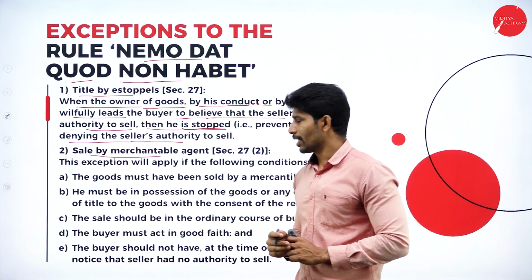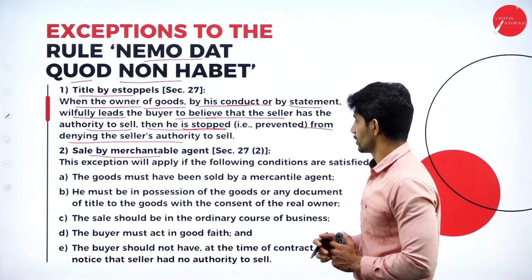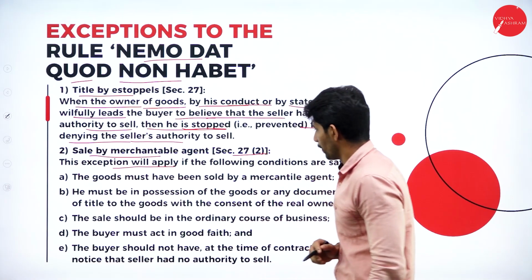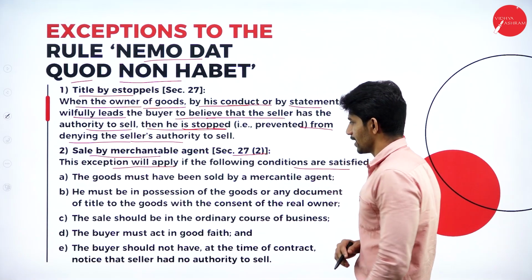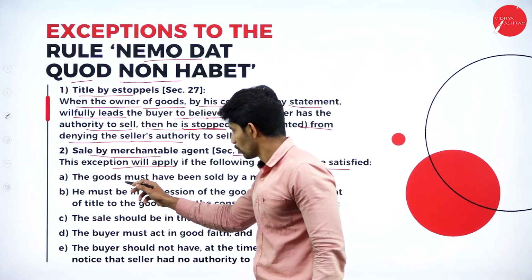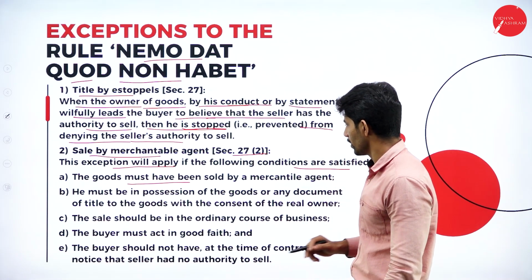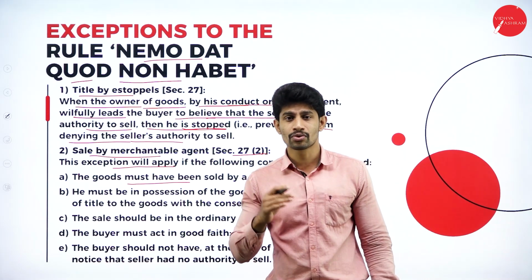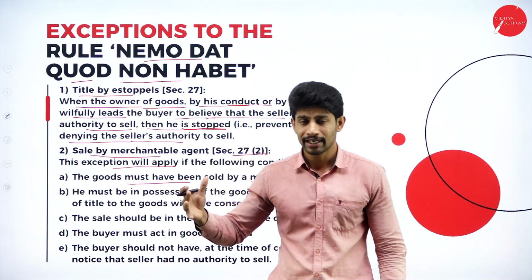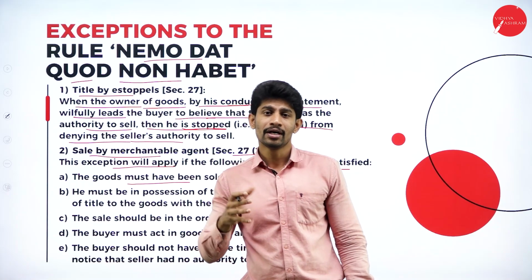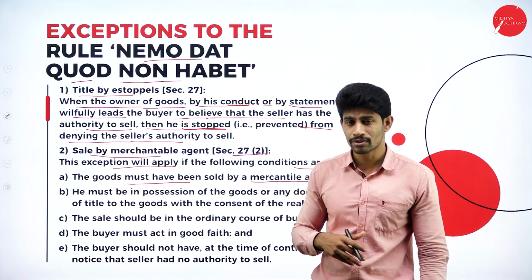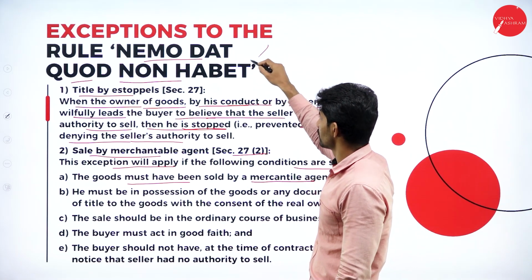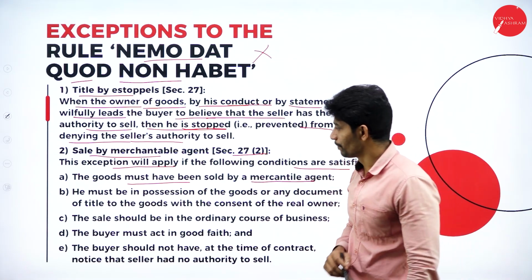Sale by mercantile agent. That is section 27 subsection 2. This exception will apply if the following conditions are satisfied. That is, the goods must have been sold by a mercantile agent. Yes, if the goods are sold by a mercantile agent, then you need not ask for the permission or the consent of the owner of the goods. Easily you can purchase. So at that point of time, this rule is not applicable.